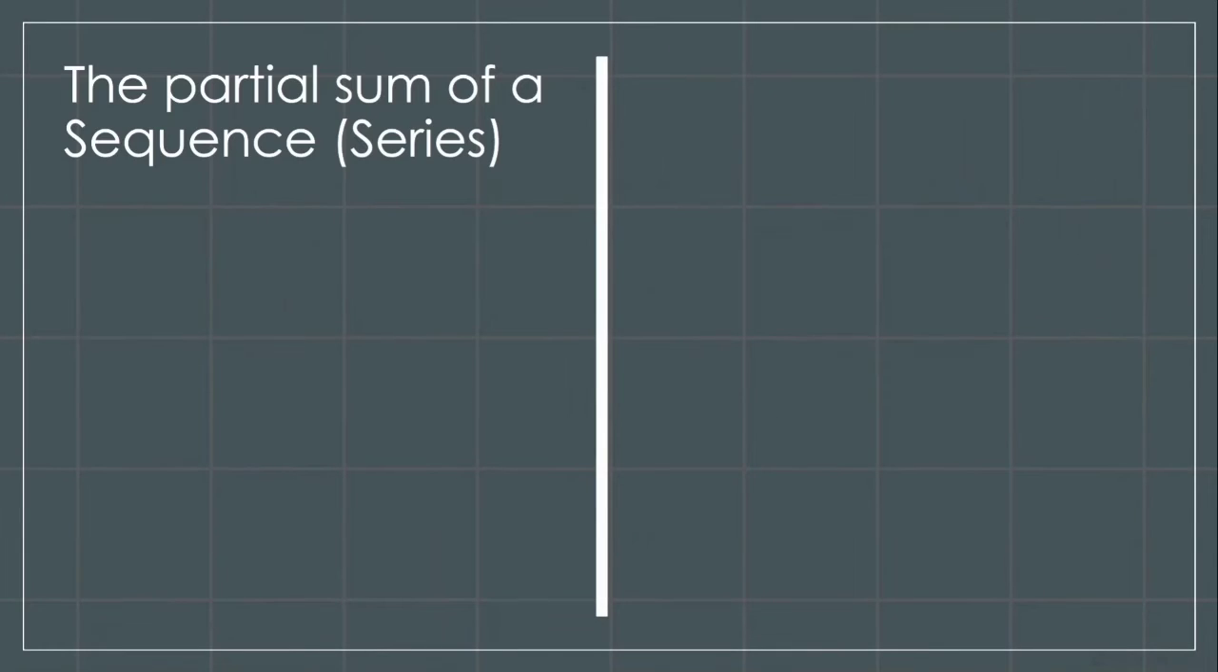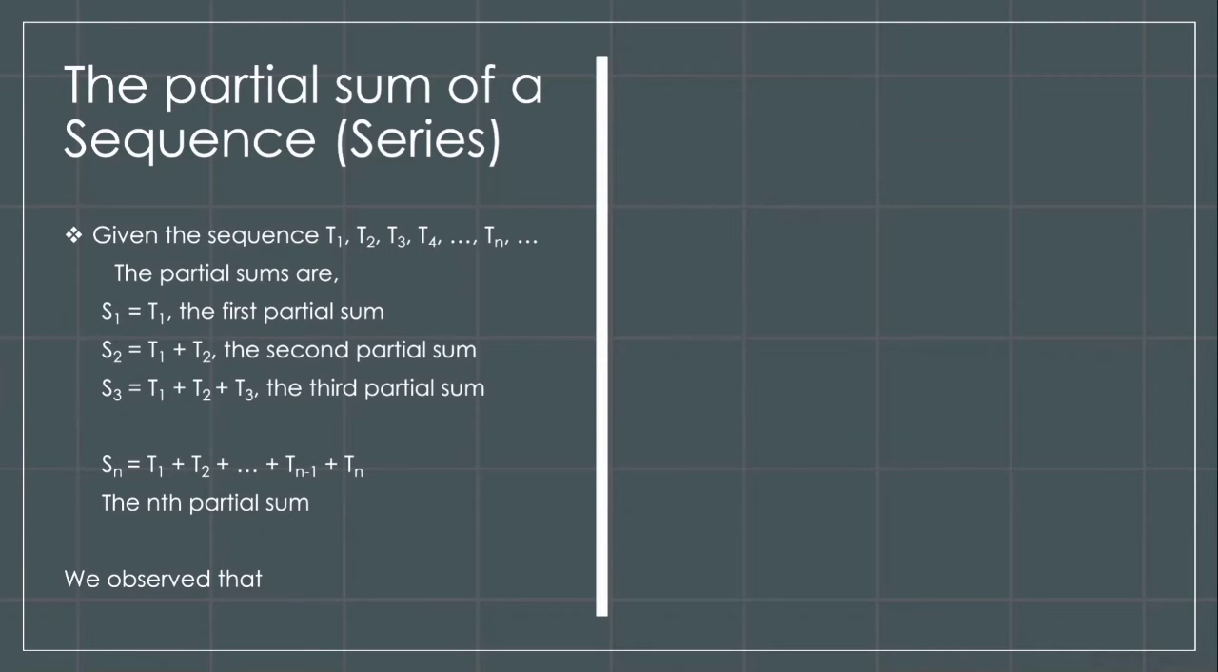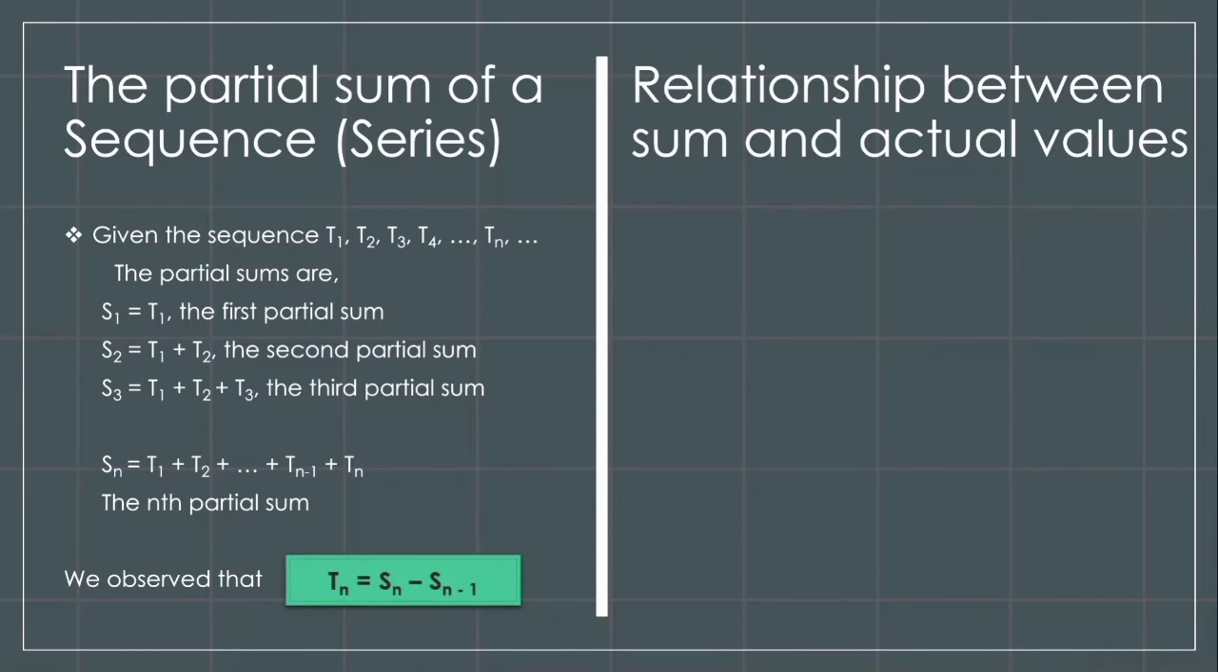The partial sum of a sequence series is given the sequence T1, T2, T3, T4, Tn, and so on. The partial sums are: S1 is equal to T1, the first partial sum. S2 is equal to T1 plus T2. And S3 is equal to T1 plus T2 plus T3. For the nth partial sum, we observe that Tn is equal to Sn minus Sn minus 1. The relationship between sum and actual values can be shown by this.